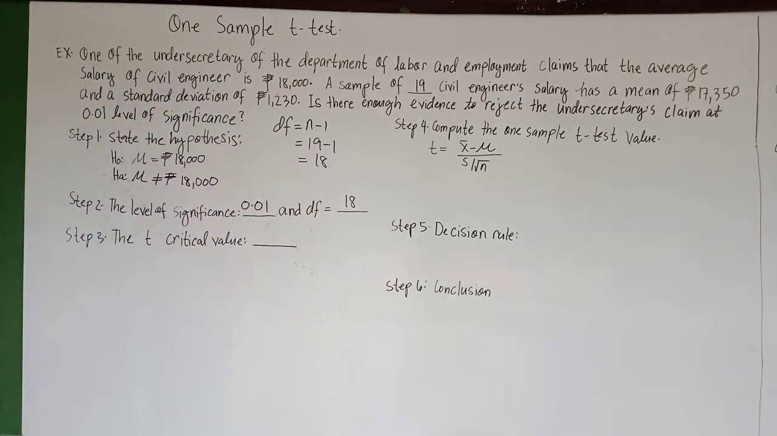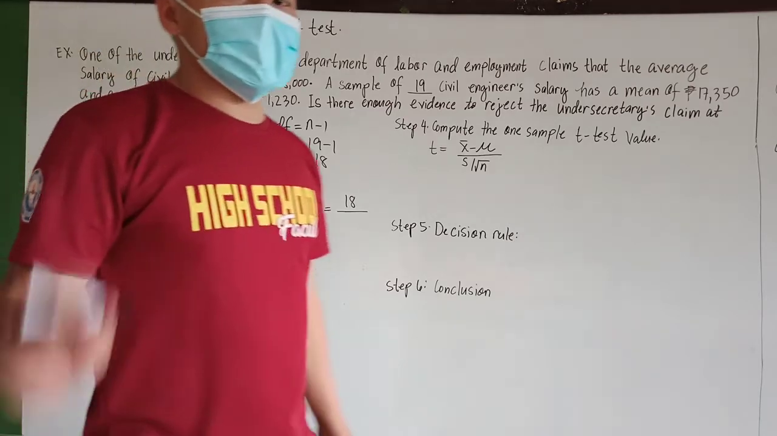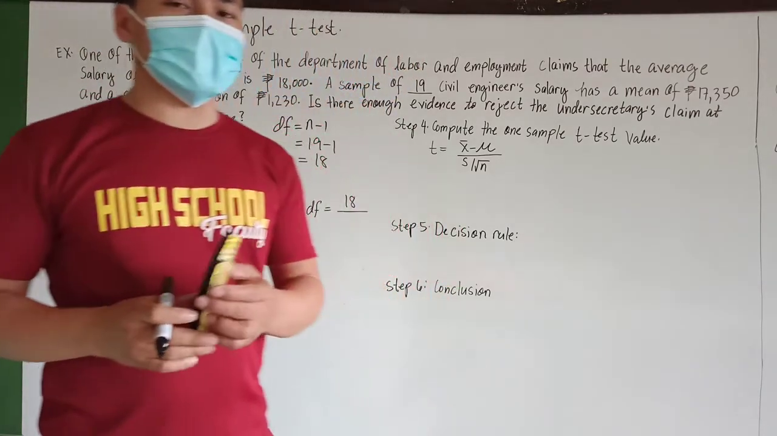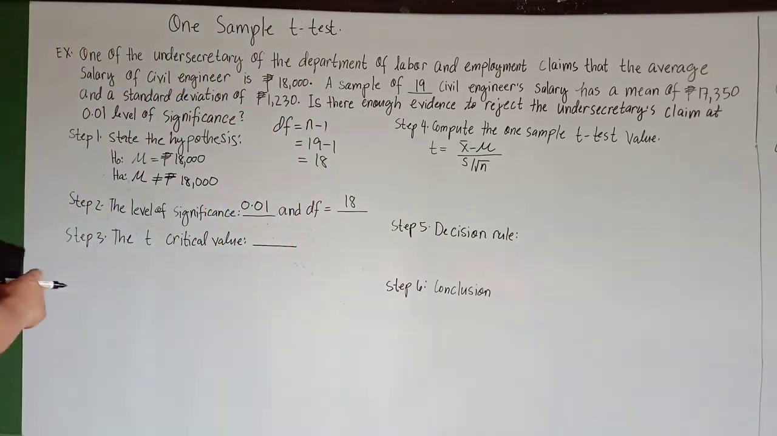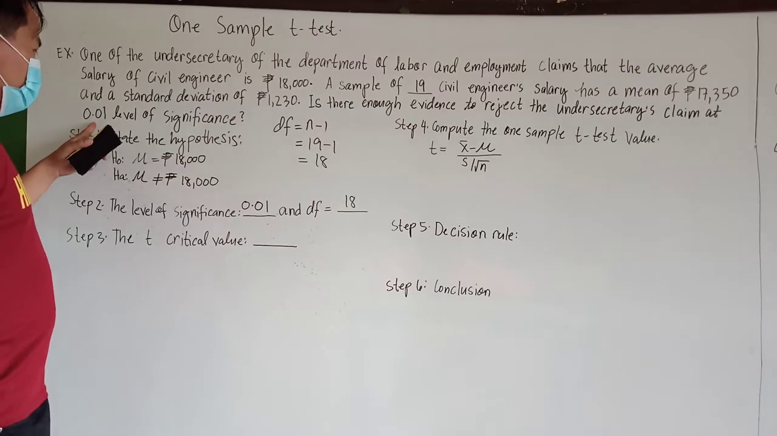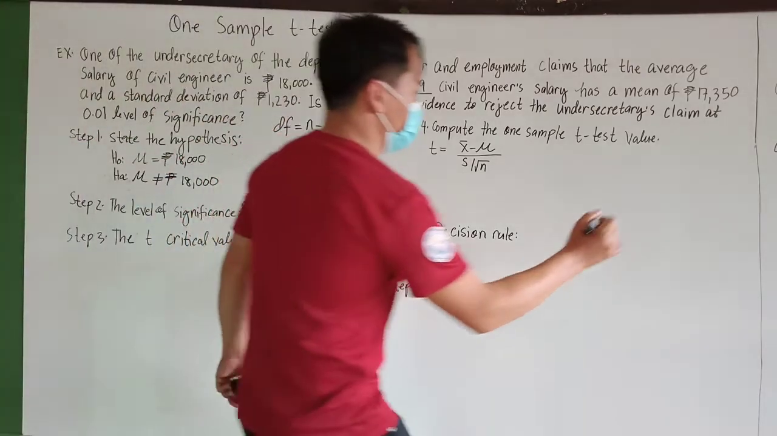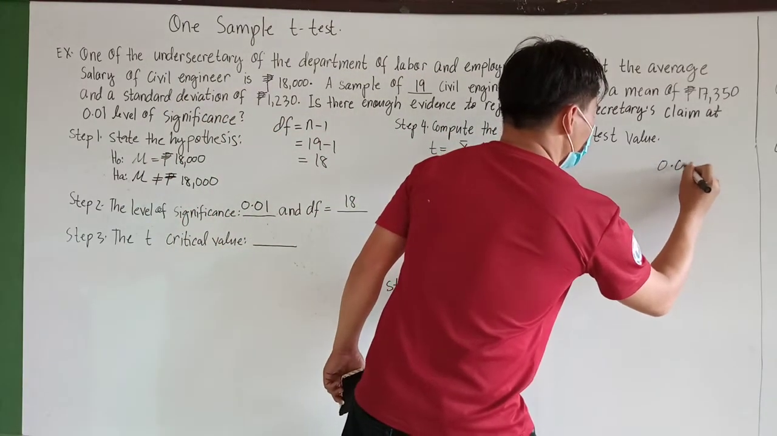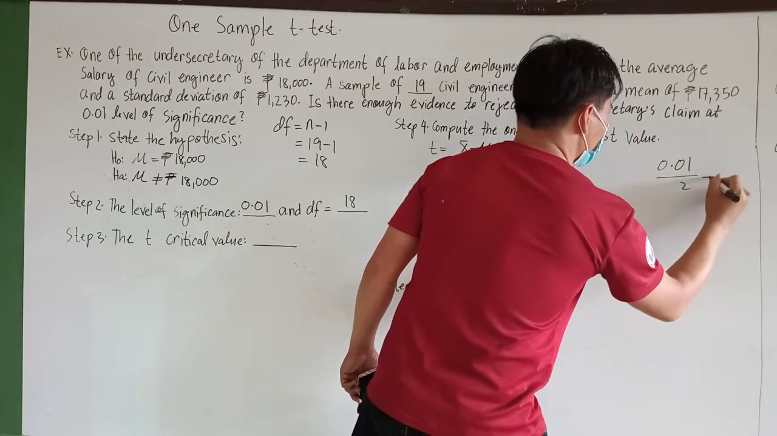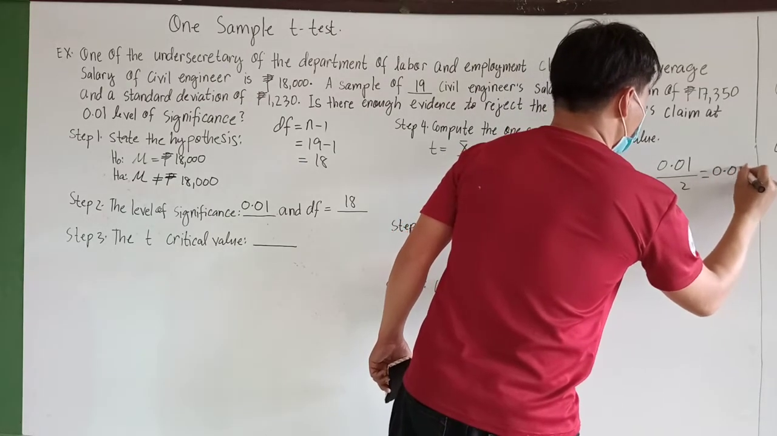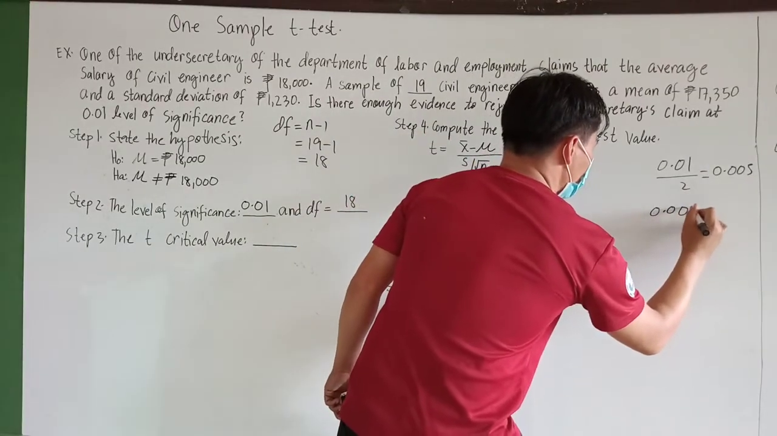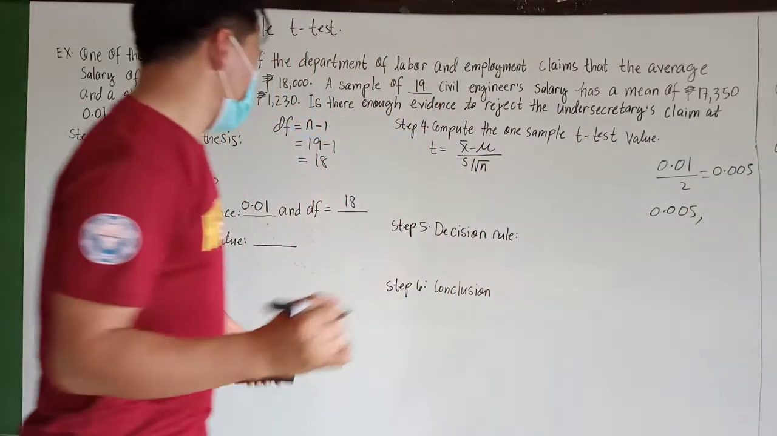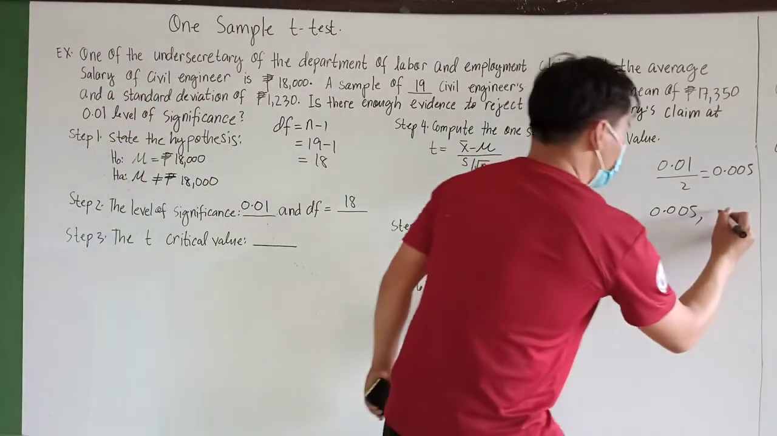Next, the critical value. To identify the critical value, since this problem is non-directional, we will have to divide the level of significance by 2. If we divide 0.01 by 2, it will give us 0.005. And the 0.005, we will pair that with 18 as our degrees of freedom.